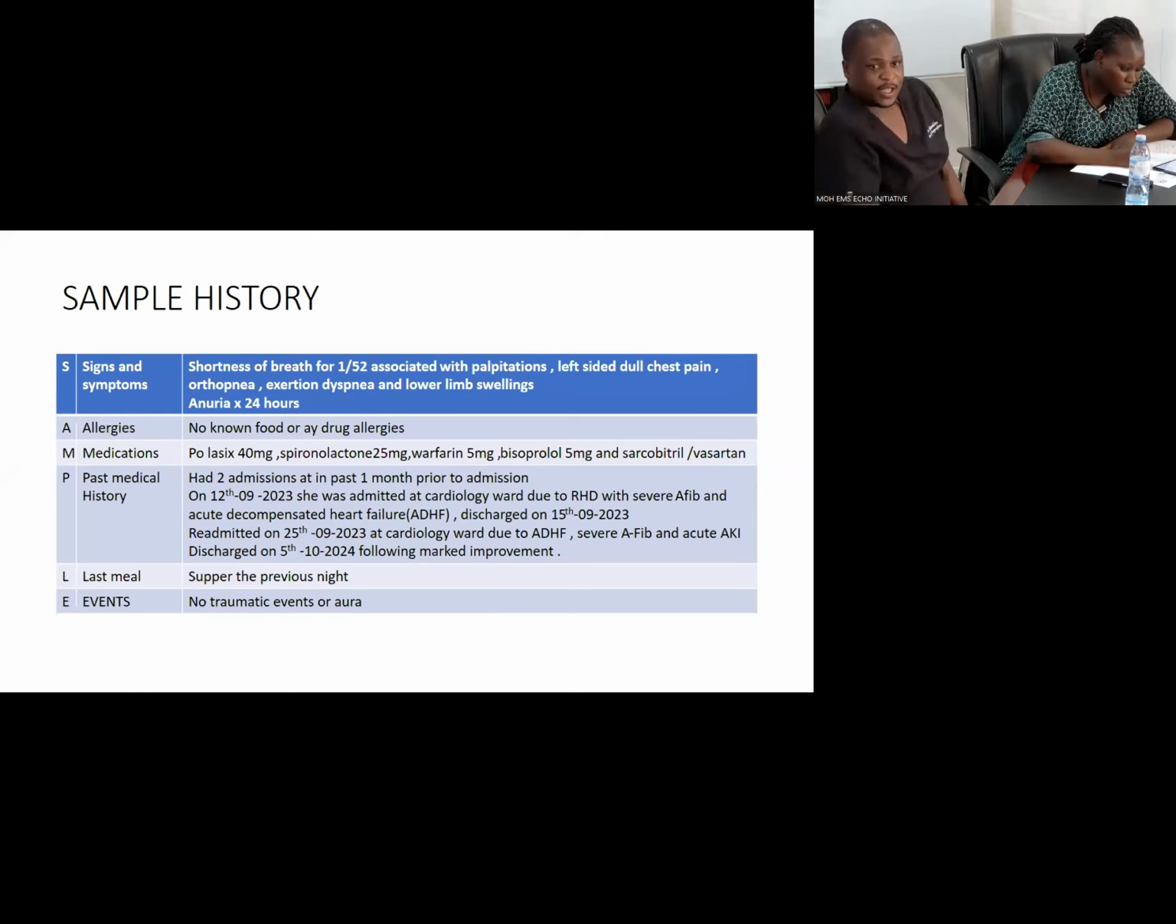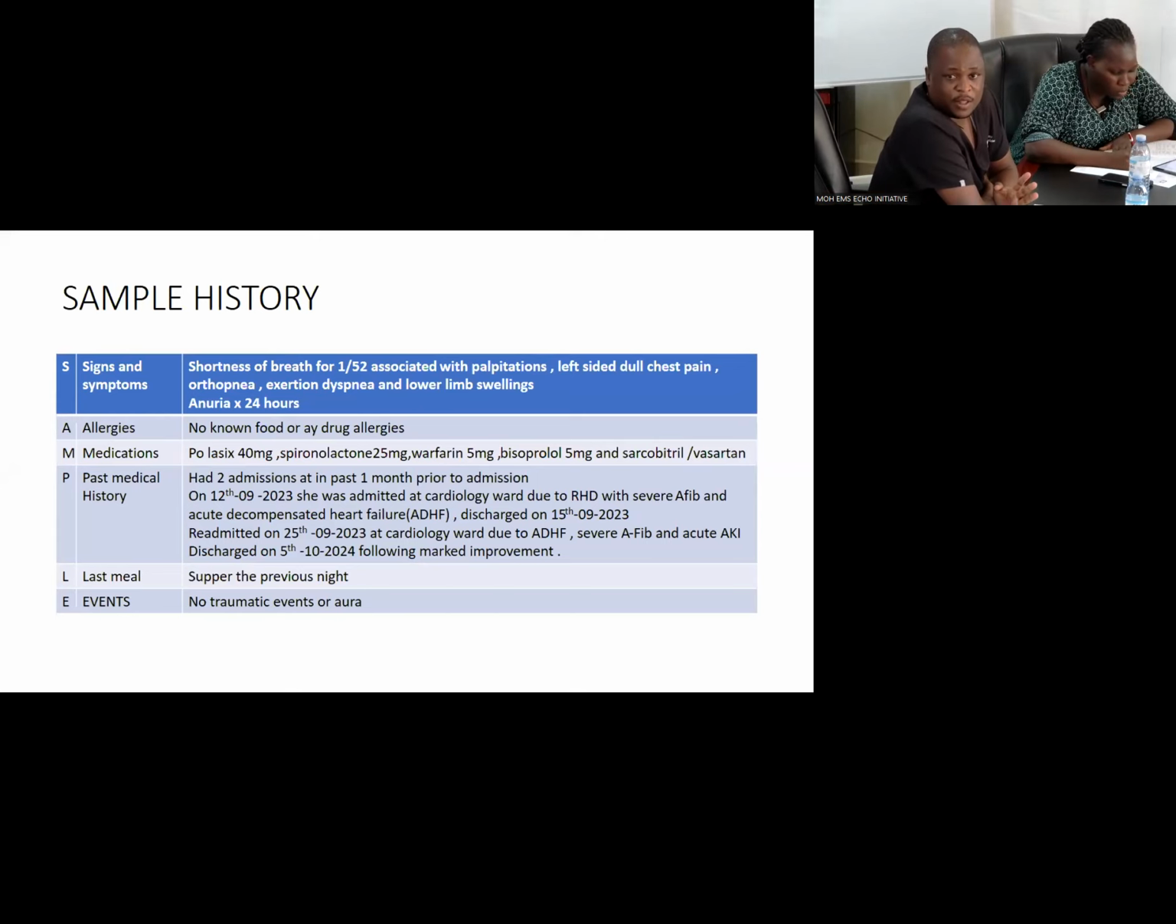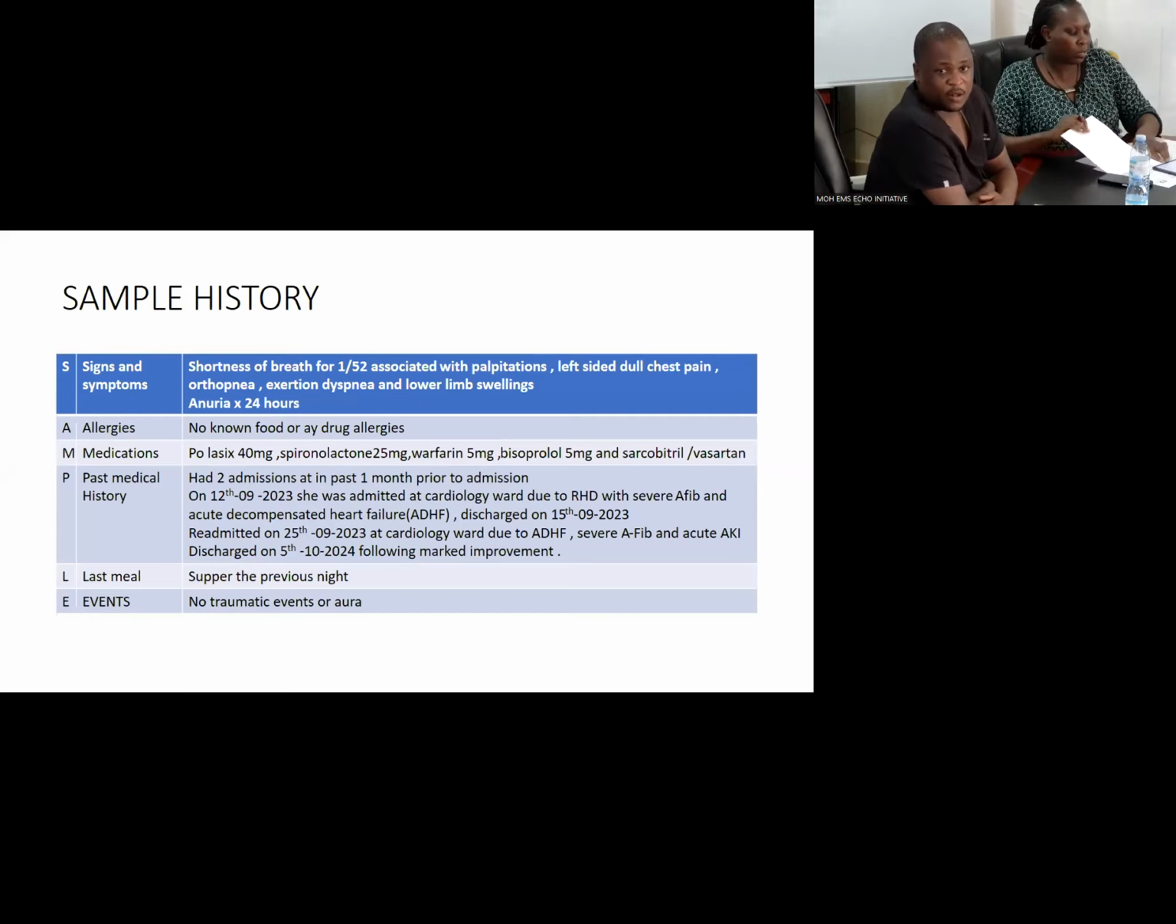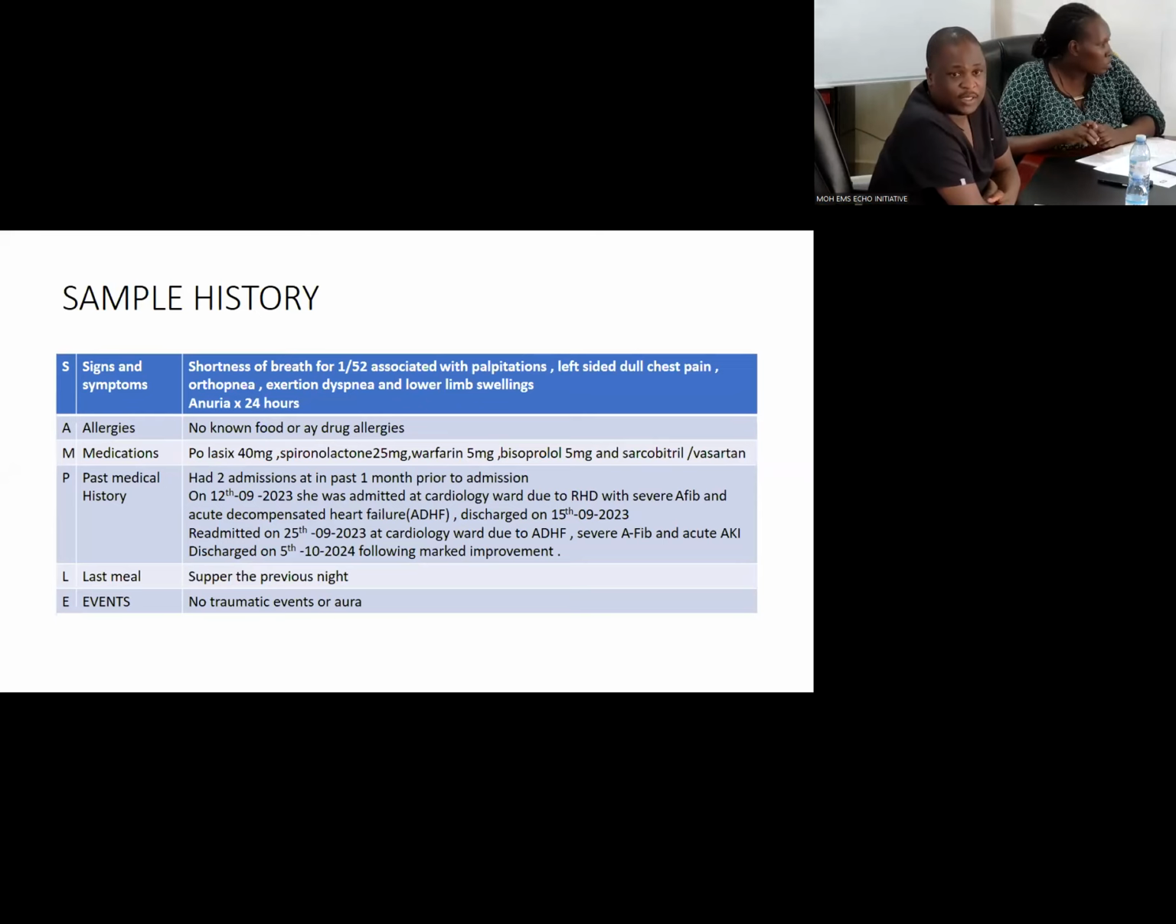In our sample history, as explained by previous slides, symptoms and signs, she had shortness of breath for over 1 week, with palpitations, chest pain, dull in nature, non-radiating, with exertional dyspnea and lower limb swelling. However, with anuria for over 24 hours.